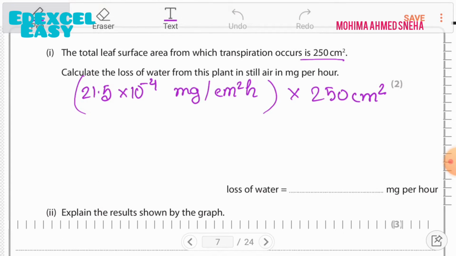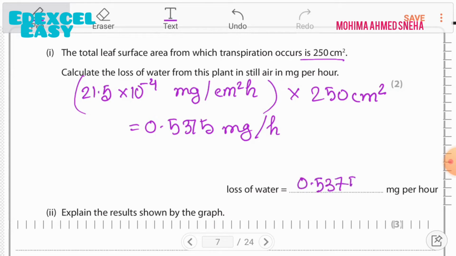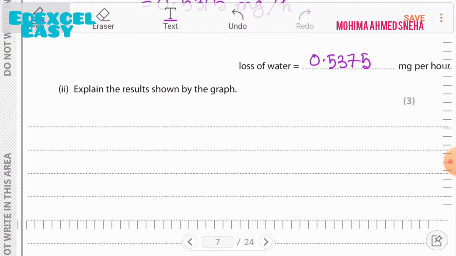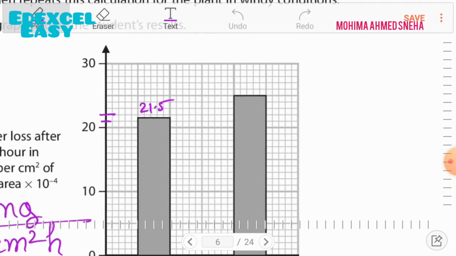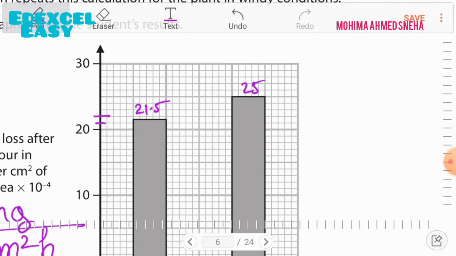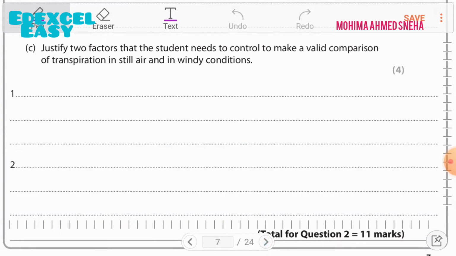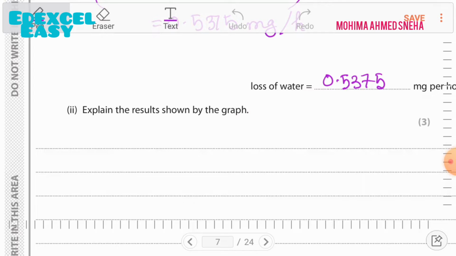So now if you calculate this, you will get a value of 0.5375, and this will have the unit mg/hour. So it will be 0.5375. Moving to part B, explain the results shown by the graph. So let's look at the graph for once. We can see that in still air, the water loss was 21.5, and in windy conditions, the water loss was 25. So we need to explain these results that are shown in the graph.